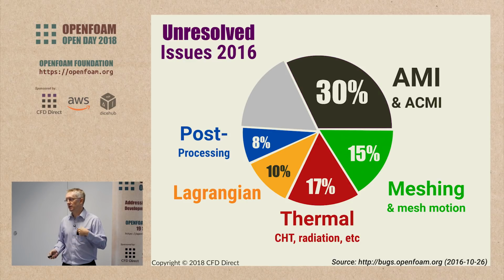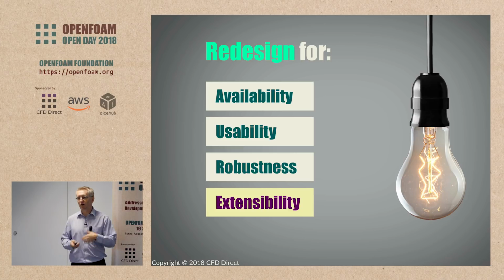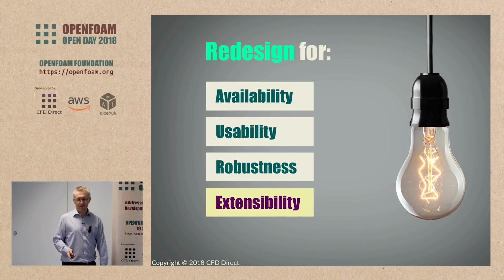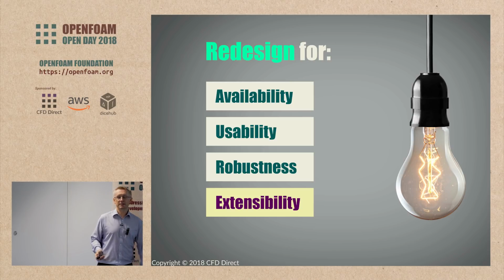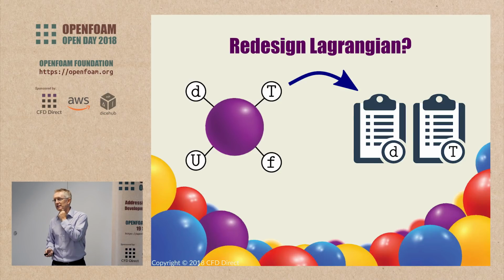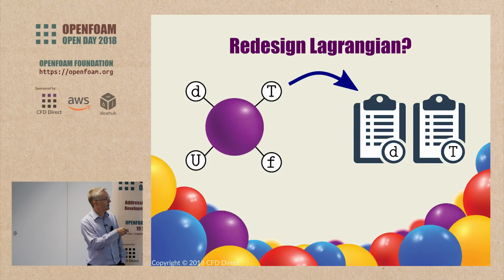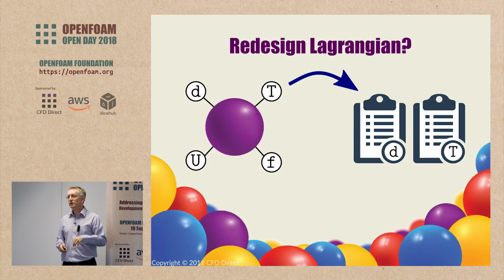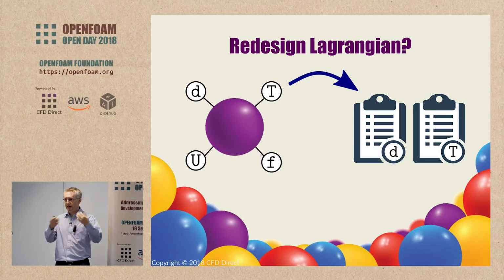So are the problems all gone with Lagrangian? Does Lagrangian need any more redesign? The tracking system says no, but when you start thinking about extensibility, then there's a problem. The way Lagrangian's designed is properties are attached to particles. So when you want to add another property, you've got to create a new particle. And that makes it harder to extend.